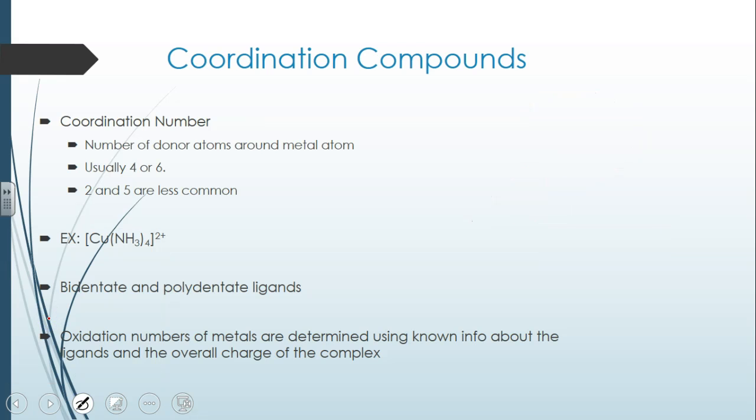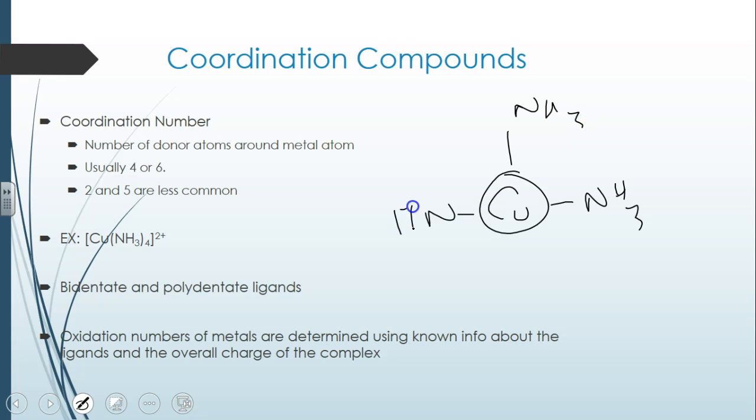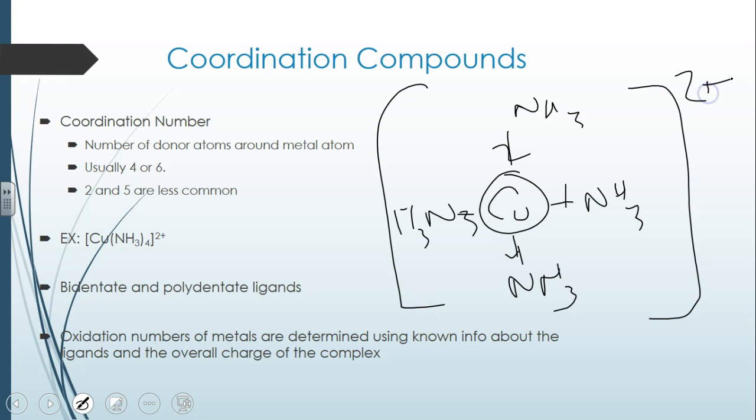Okay, so if we have copper as our metal here, we are going to have an NH3 here, an NH3 here, an NH3 here, and an NH3 here. So if we look, that's 1, 2, 3, 4. That has a coordination number of 4. Okay. And again, this whole thing, let me make sure that I draw this correctly, has a charge of 2+, so we put that in brackets and put a 2+ around it.